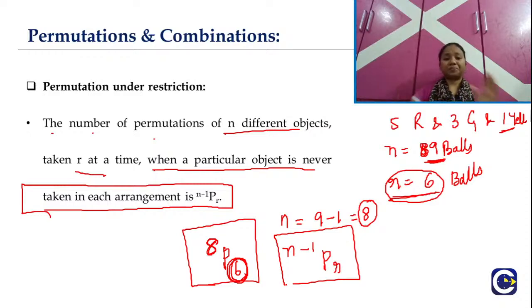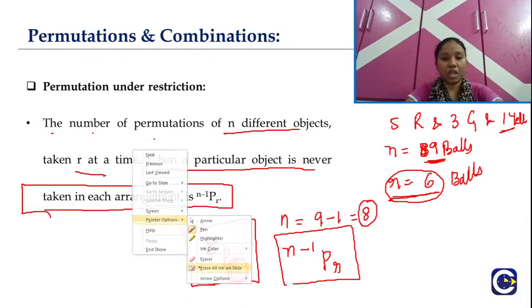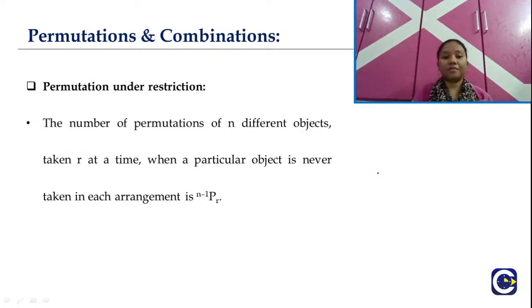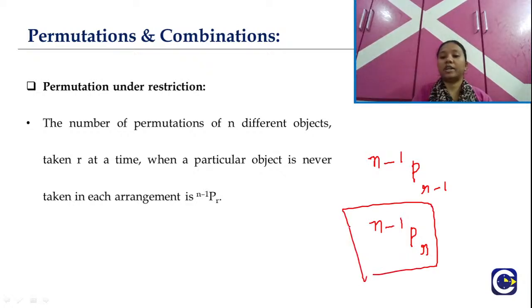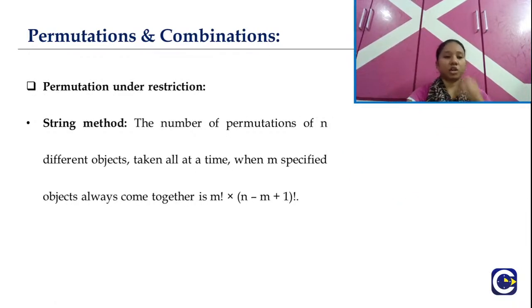So from here we can conclude, from these 2 restrictions: if one object is always included in the arrangement, then what will be our formula? (n minus 1)P(r minus 1). And the other is, if a particular object is never taken, then it will be (n minus 1)Pr. So these are the corresponding formulas for the 2 restrictions which we have seen just now, right? So let's move on to the next one.